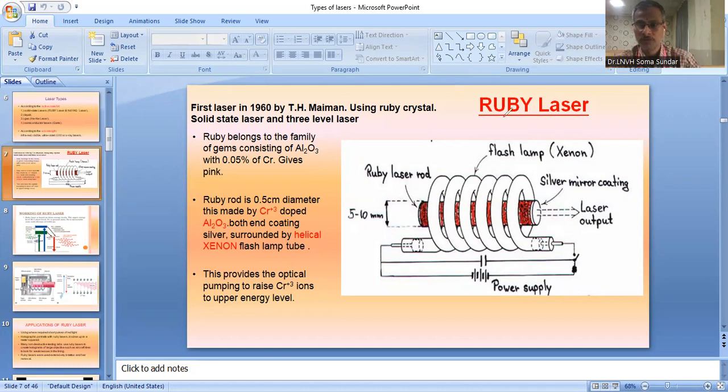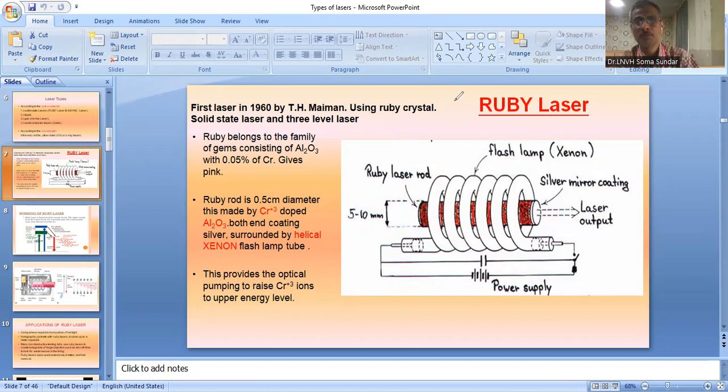We have different types of lasers, namely solid state lasers. Examples are the ruby laser and the Nd-YAG laser. We have gas lasers. An example is the carbon dioxide laser, and the helium neon laser is another example. And we have semiconductor lasers: the homojunction semiconductor laser and the heterojunction semiconductor laser. So, let us start with the solid state laser and the ruby laser.